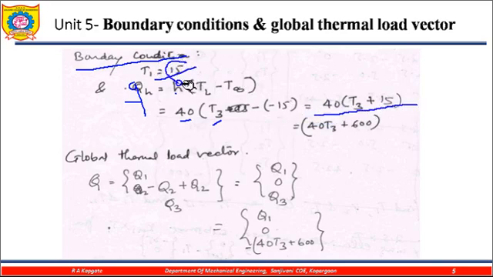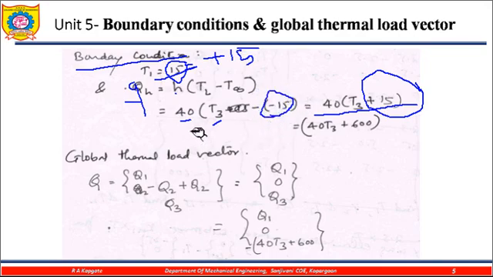Don't be confused between this 15 degree centigrade and that 15 degree centigrade. At the first side, the inner side of the wall, it is plus 15 degrees centigrade, while on the outer side of the wall it is minus 15 degrees centigrade. So my QH is equal to H into TL minus T infinity, where TL is T3.